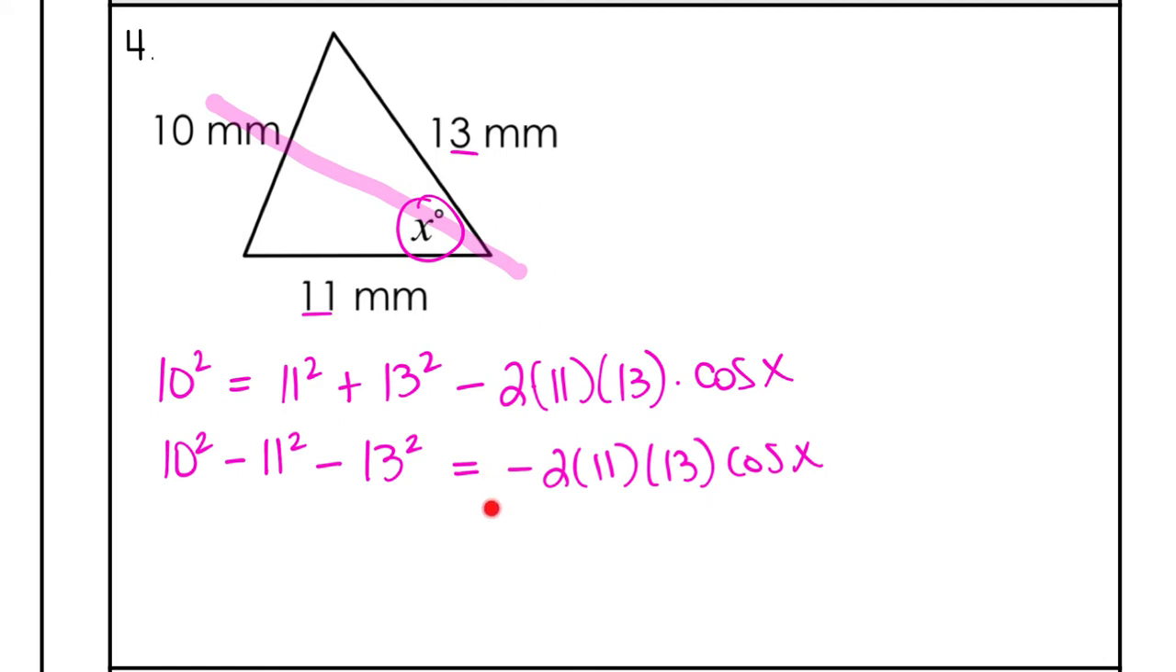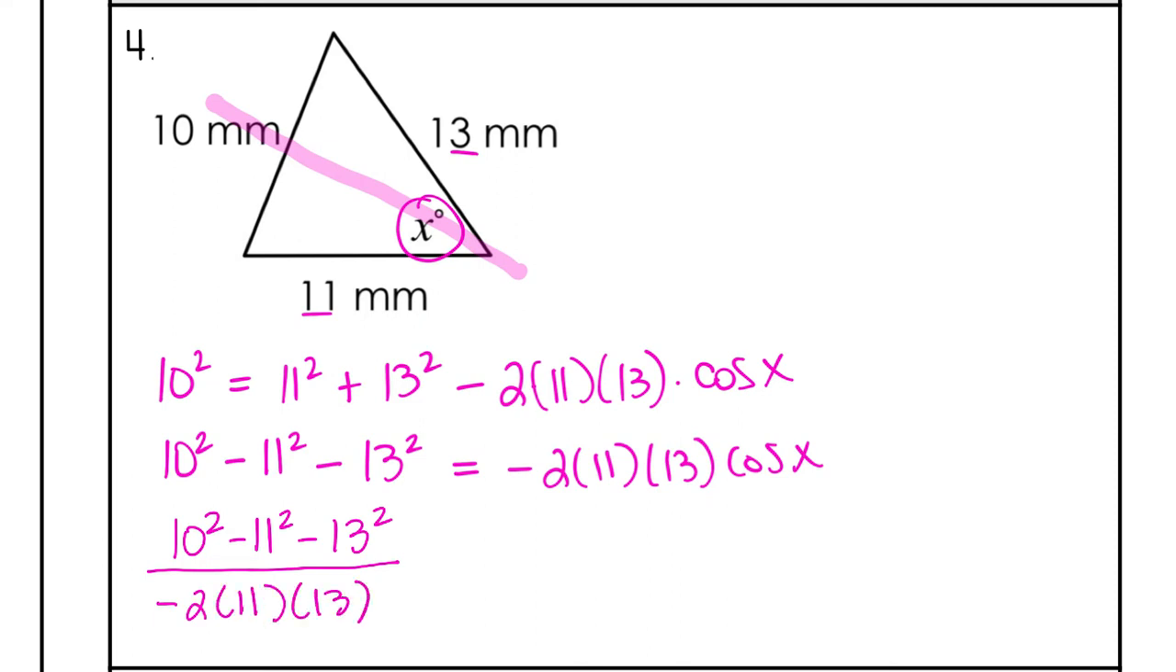Okay, so now on the right side of the equal sign, I have this. So now negative 2, 11, and 13 are all being multiplied. So in order to get them to move over to this side, the opposite of multiplication is to divide. So now we'll have 10 squared minus 11 squared minus 13 squared divided by negative 2 times 11 times 13 equals cosine X. So we're almost done.